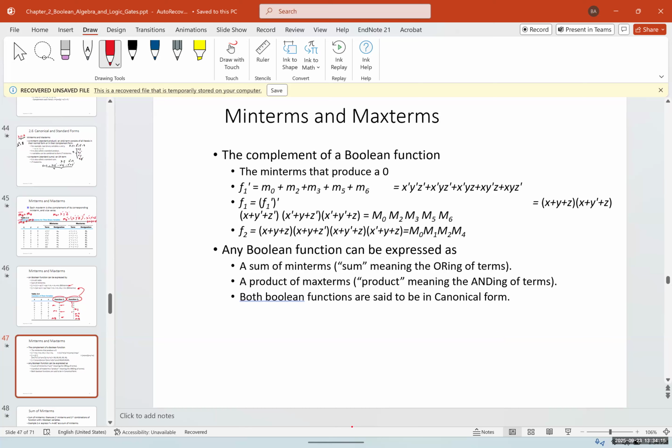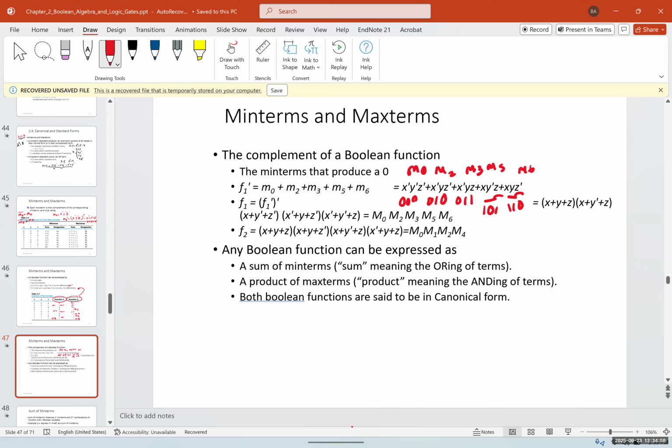So the complement of a Boolean function, the minterms that produce a 0. So for example, f1 prime is m0, m2, m3, m4, m5, and m6, which is equal to x prime, y prime, z prime plus x prime, y, z prime. Again, this is m0. If you go back to this table, this is m2 because it's 0, 1, 0. This is 0, 0, 0. This is 0, 1, 1, which gives us m3. And this one is 1, 0, 1, which is m5. And this one is 1, 1, 0, which is m6.